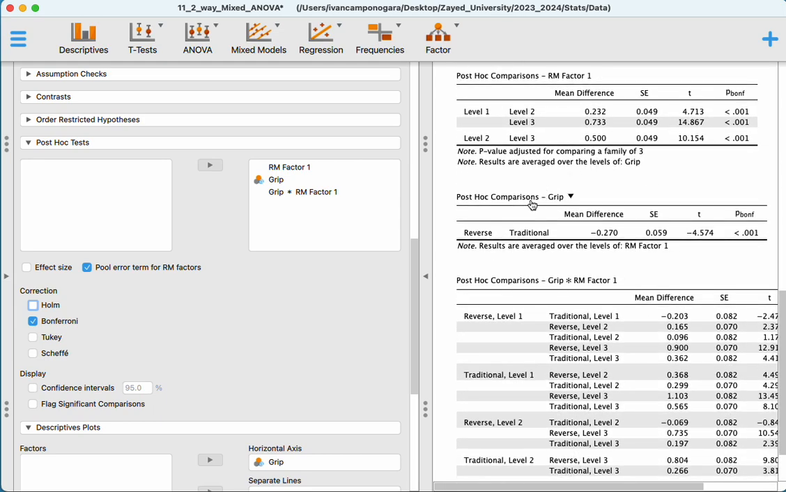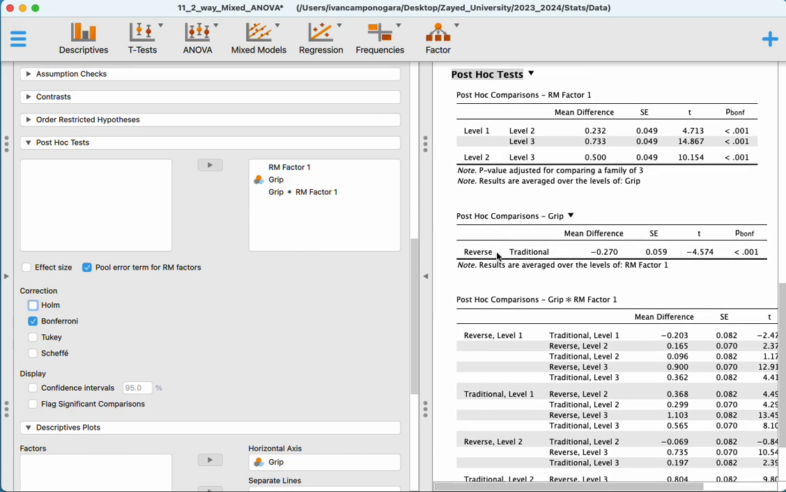Now, this is one main effect. The second main effect was the grip, reverse versus traditional. And reverse versus traditional says that there is a difference with the reverse being lower than the traditional. And you can see it by here, because I don't know if you remember from the t-test, the t-value basically is the difference between the two means. And if you put the mean of one group before the other, the result can change based on the order of which you put the groups.